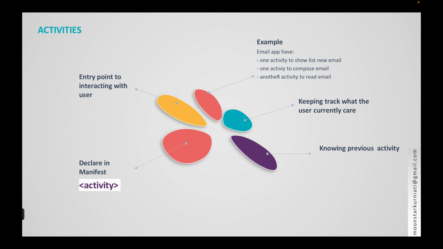An activity will facilitate the following key interactions between the system and the app, like keeping track of what the user currently cares about, knowing the previous activity, and being the entry point for interacting with the user. It also helps handle processes so the user can return to the activity with its previous state restored. The activity is declared in the manifest file with the activity tag.